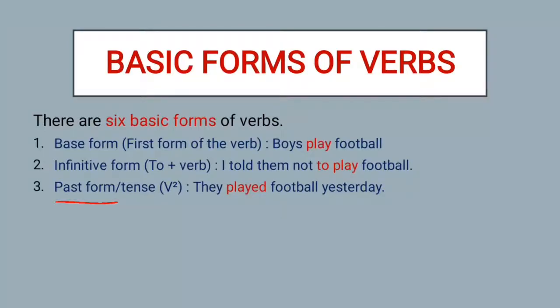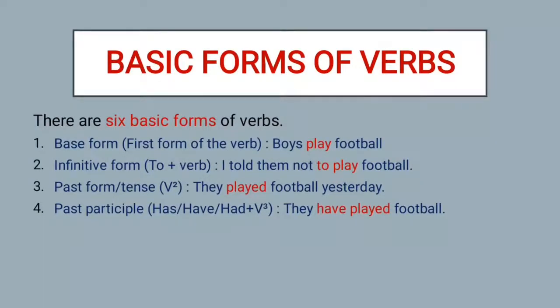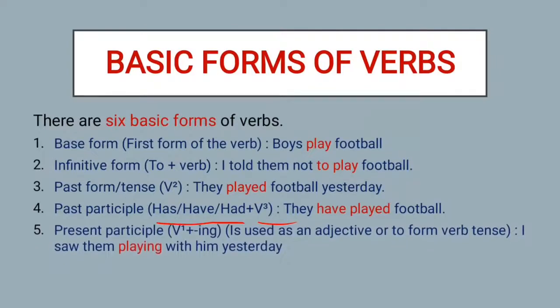They played football. Here, played is the past form of play. Then we have past participle, which includes has, have or had with the third form of the verb. They have played football. Next is present participle, which includes ing verbs and is used as an adjective or to form verb tense.